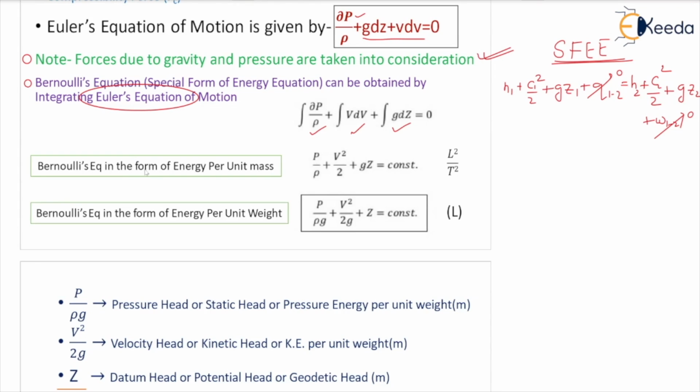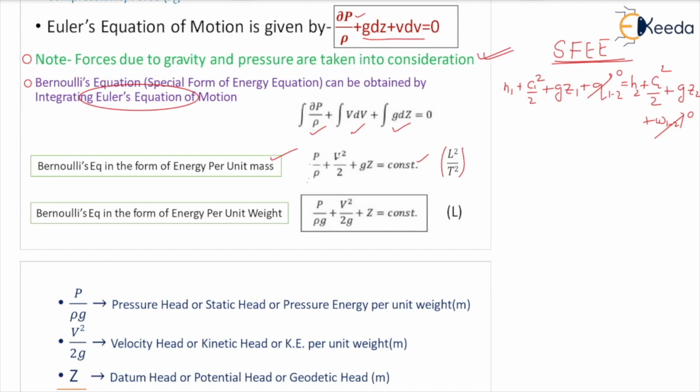Bernoulli's equation in the form of energy per unit mass. If you integrate, what will you get? P by rho plus v square by 2 plus gz is equal to constant. Correct? If you integrate, on the right hand side you will get a constant. And what is the dimension here? L square by t square.